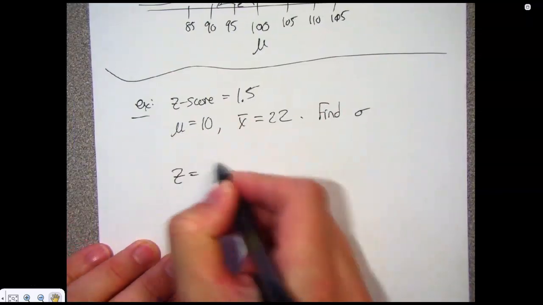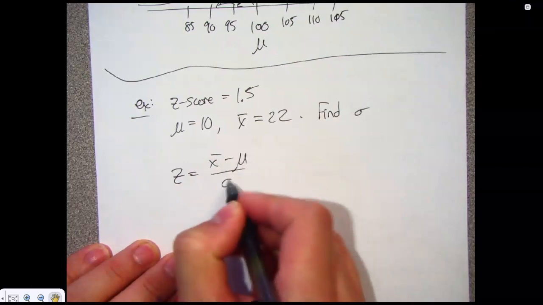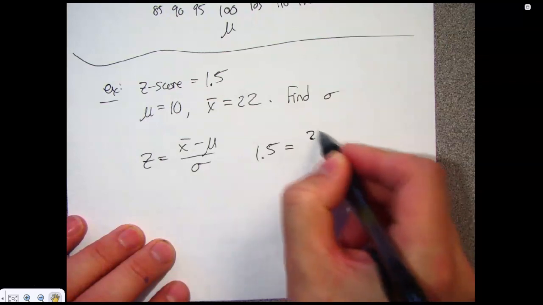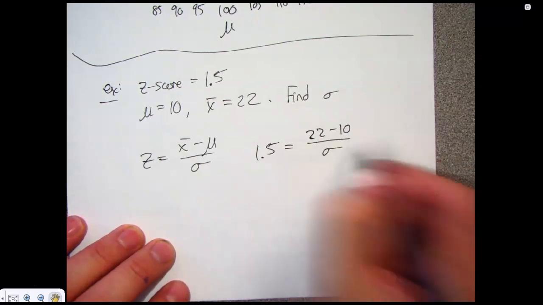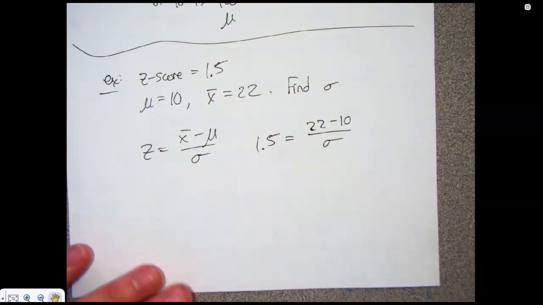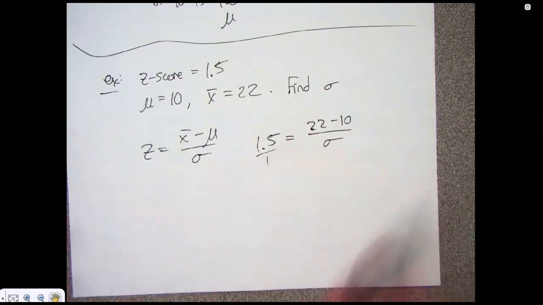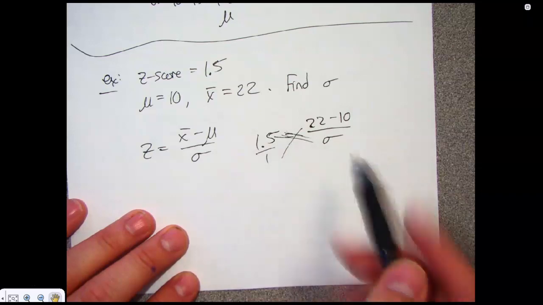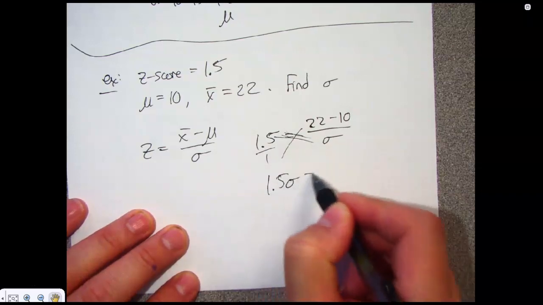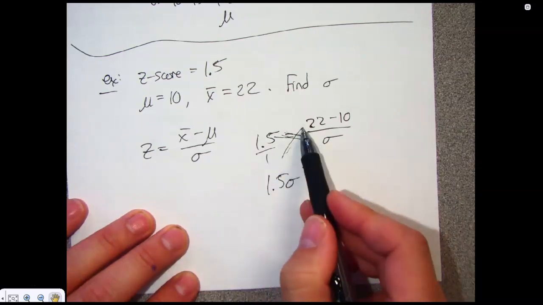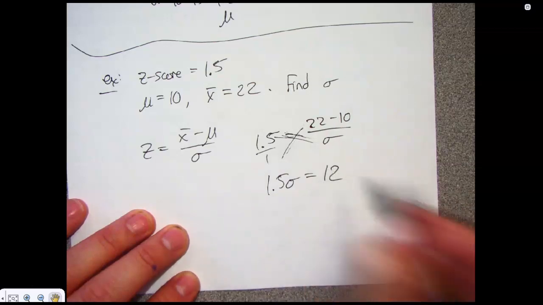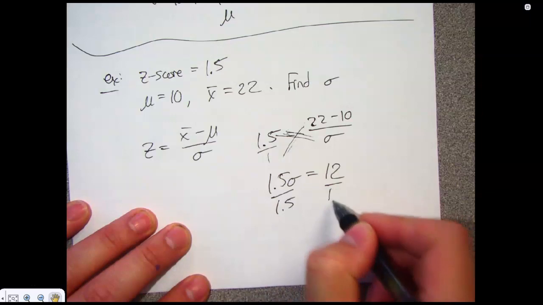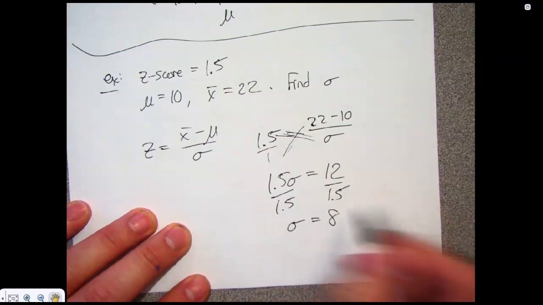So z equals x bar minus mu over sigma. So 1.5 equals 22 minus 10 over sigma. I think you can think about it as cross multiplying, or just multiply both sides by the sigma. But either way, you end up with 1.5 sigma equals 1 times 22 minus 10, which is just 12. And if you divide by 1.5, your standard deviation should be 8.